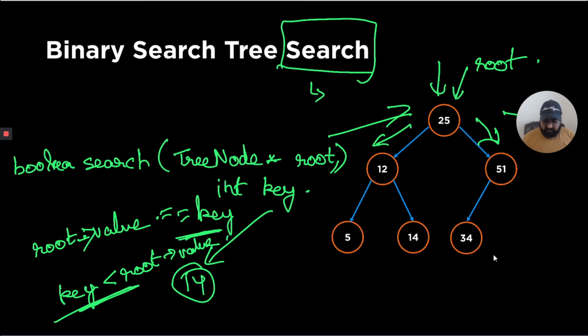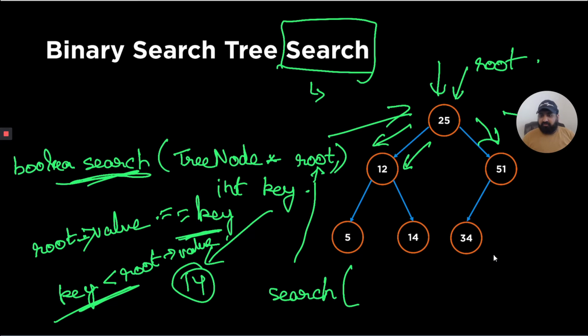We can recursively call the search function with, instead of the root pointer, let's say if we are talking about 14, since we know 25 is greater than 14, we just need to go towards the left hand side. So we can recursively call the search function on the left child of this root node, which is root's left, and we can pass in the key because the key is the same.